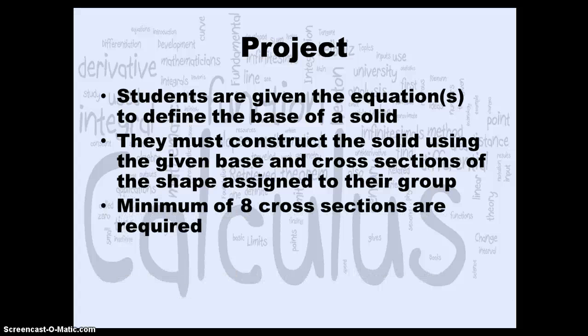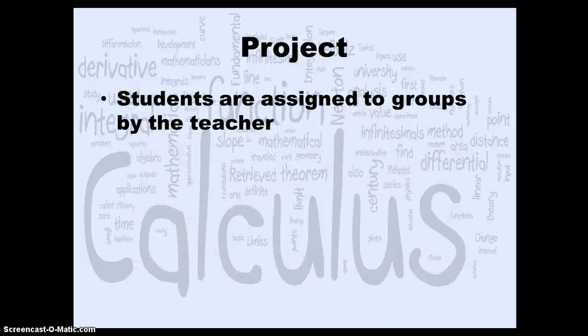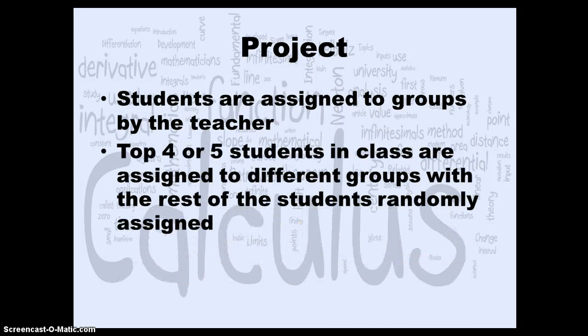I require a minimum of 8 cross-sections. They must measure each piece and use geometry to calculate the total volume of their solid. And I assign the groups. I don't let them pick. I'll take the top 4 or 5 students in the class, make sure they're each in a different group, and assign the rest randomly.